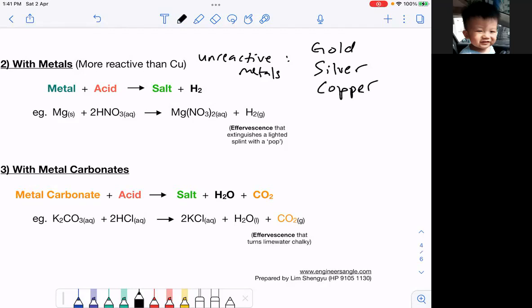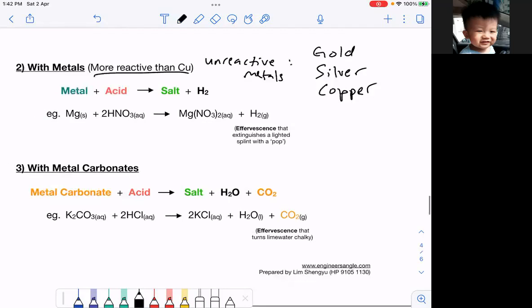In very rare cases, they will trick you. That means they ask you to react silver with acid. Then your answer should be nothing happens. They ask you to react gold with sulfuric acid. Answer is nothing happens. Okay. Very rarely tested in Sec 3. But just write it down for future sake also, it's good for you. So that's why we say that only metals that are more reactive than copper will react with acid. It's a very easy reaction.